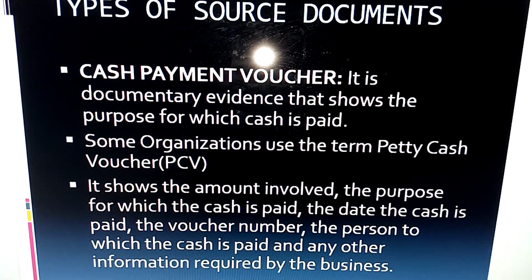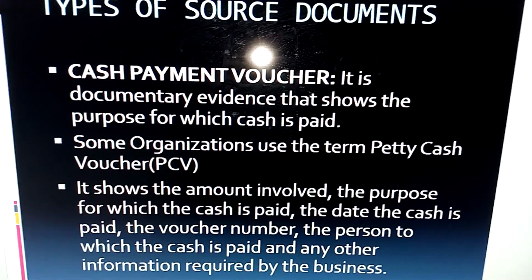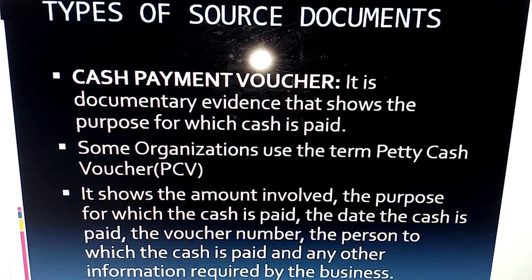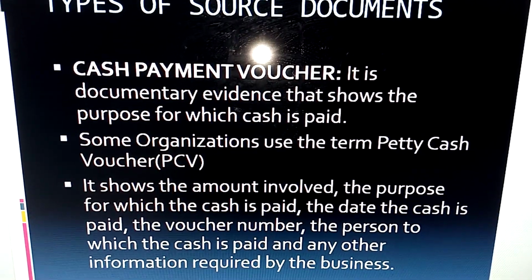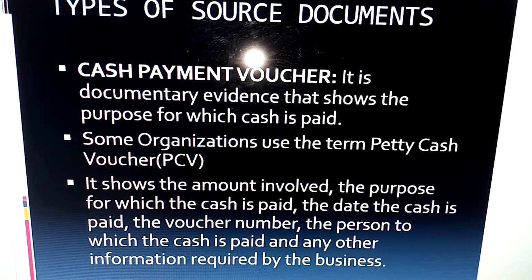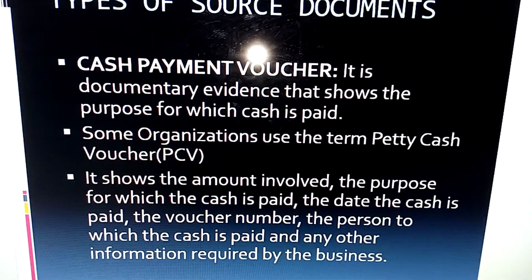So a document that shows what the cash is paid for is what we call the cash payment voucher or petty cash voucher. That's for minor cash expenses. So you should be able to see that it shows the amount involved, the purpose for which the cash is paid, the date the cash is paid.